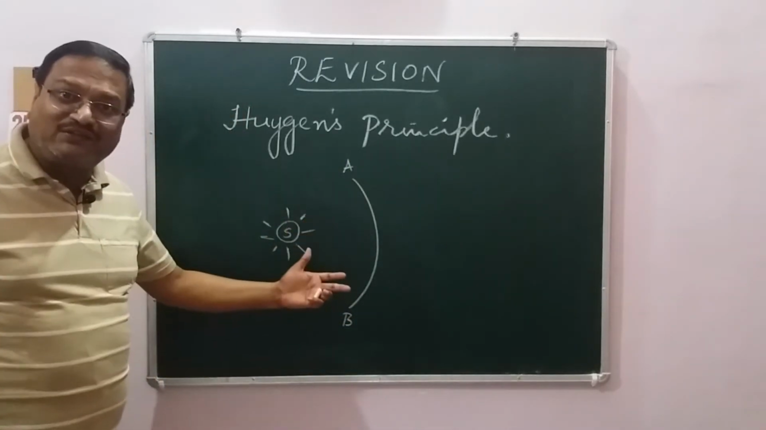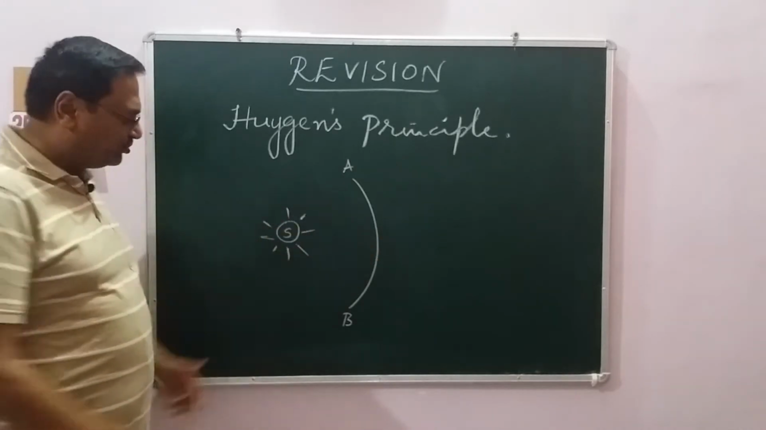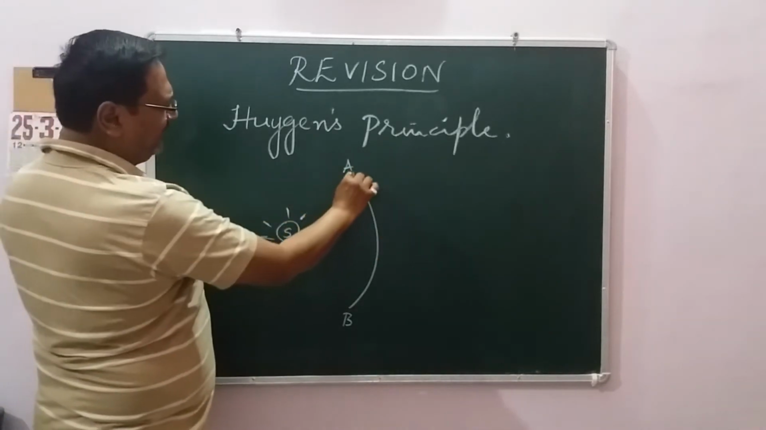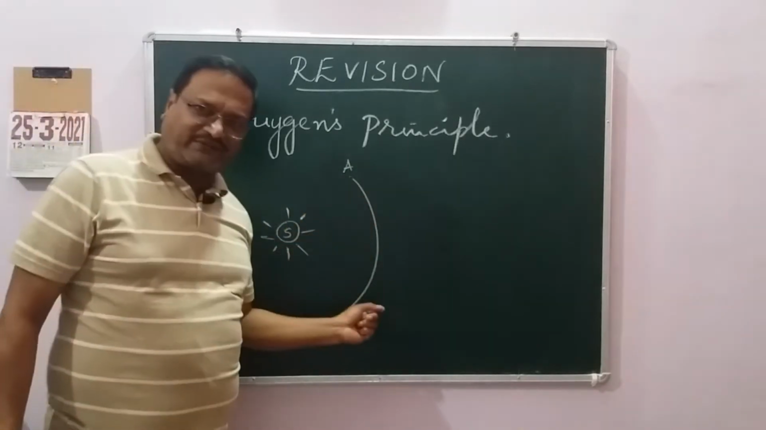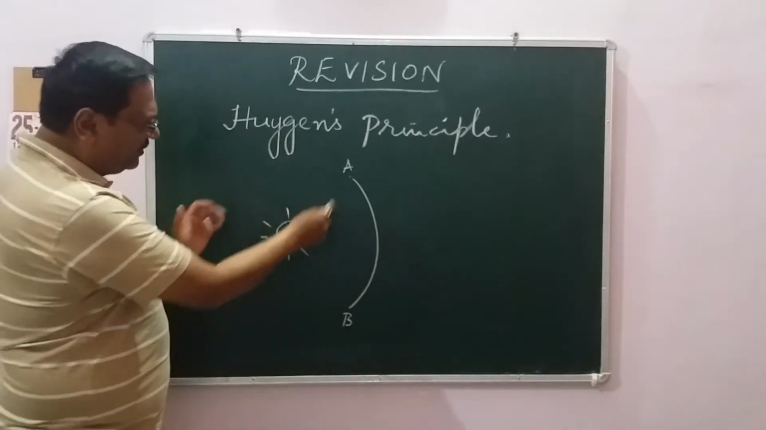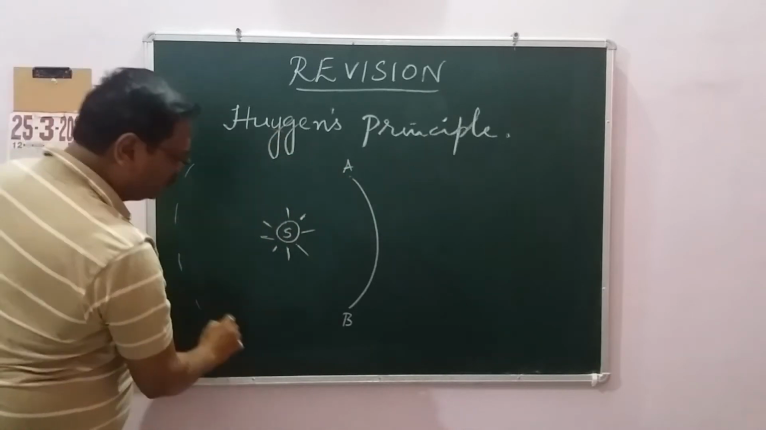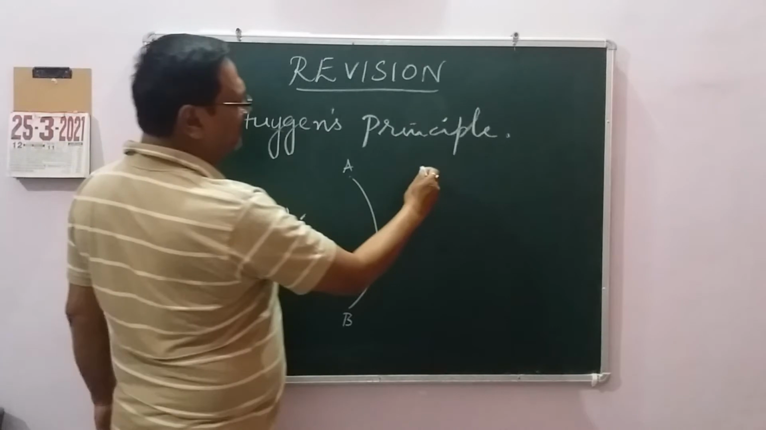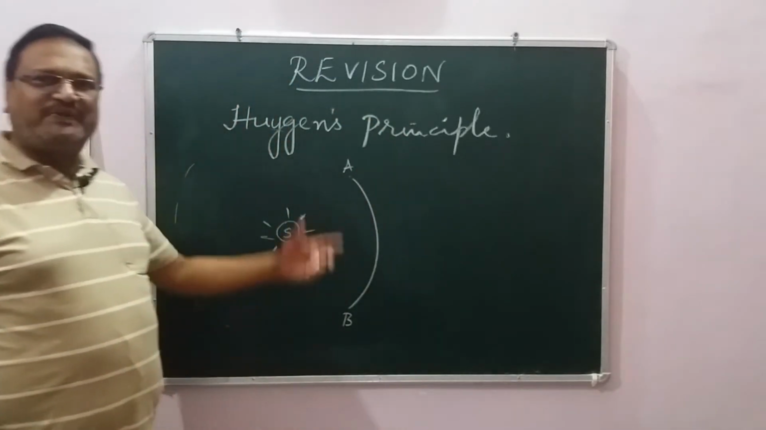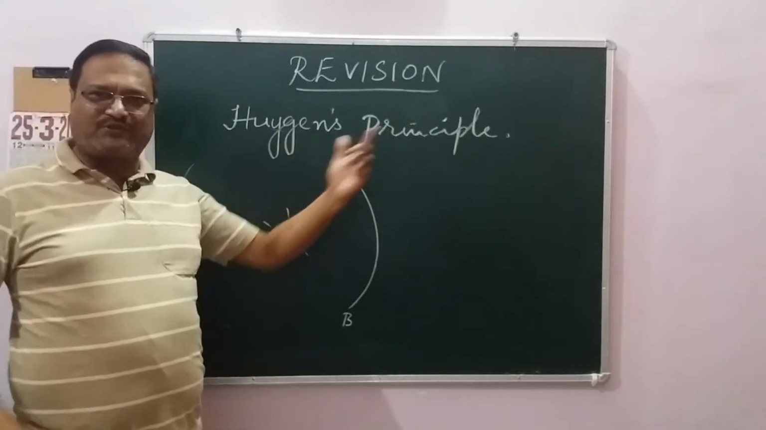What is this called? Wave front. So the waves are coming, right? I take only one part of it, and that is called the wave front. This is a spherical one. So the wave front will be spherical in shape like this. How to find the next wave front? That has been given by Huygens' Principle.